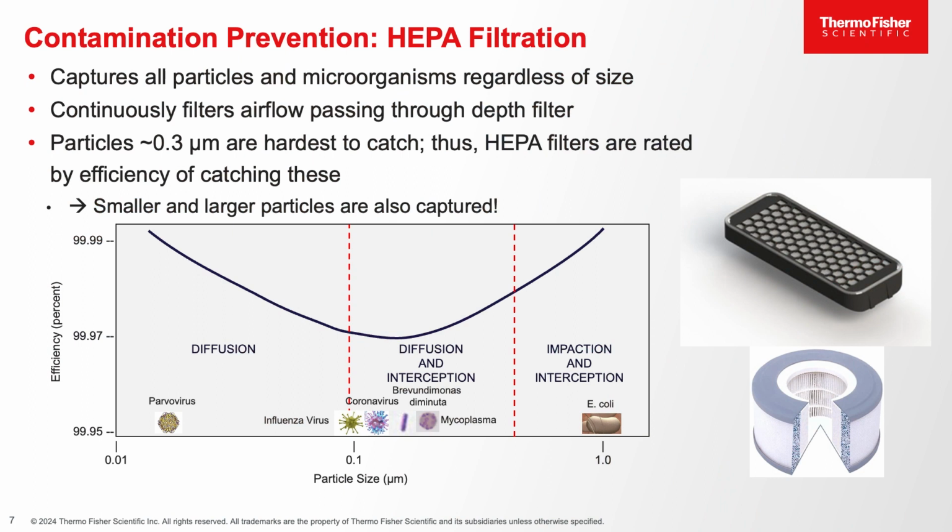HEPA filters are rated for their efficiency of capturing 0.3 micrometer particles, which falls between the physical processes of impaction and interception, which capture larger particles, and diffusion, which captures smaller particles. As a result, in-chamber HEPA filtration does protect against viruses, mycoplasmas, and other microorganisms that could put your cells at risk. Our incubators filter the chamber air every 60 seconds and provide ISO Class 5 clean room quality air 5 minutes after a door opening.